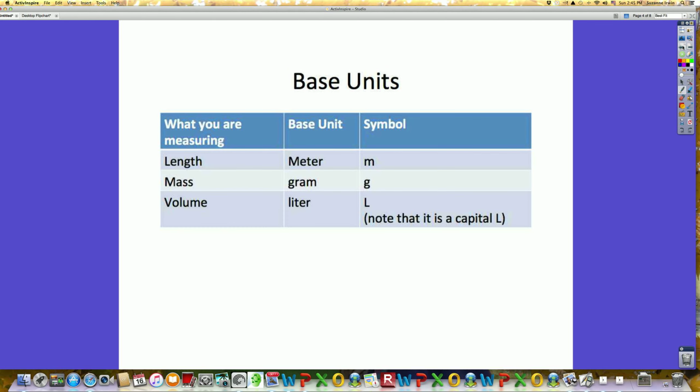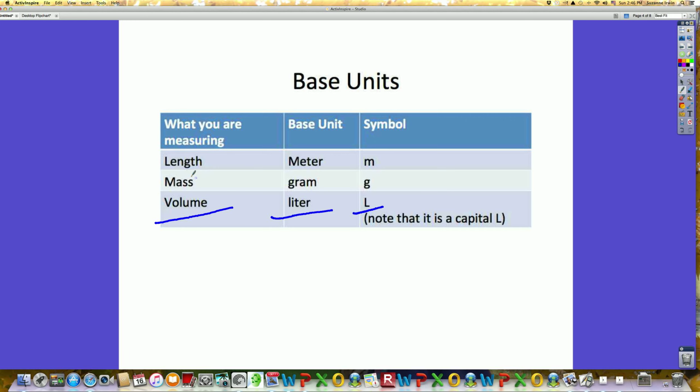So what type of units are we going to use in chemistry? We are going to use the metric system. Since we were talking about volume with gallons and cups and ounces, let's start there. In the metric system, which is used around the rest of the world, but not so much in the United States, to measure volume, which is the amount of space that something occupies, we use a liter. That is the base unit. The symbol for a liter is a capital L. Note that it's a capital.